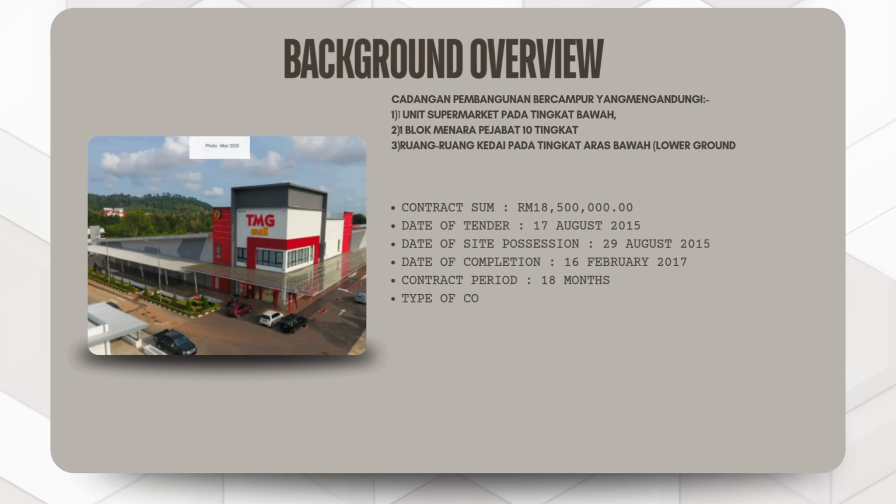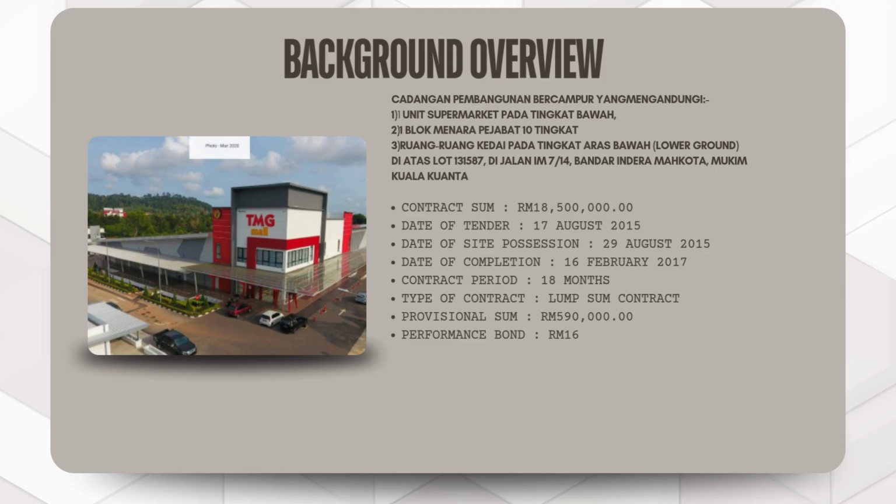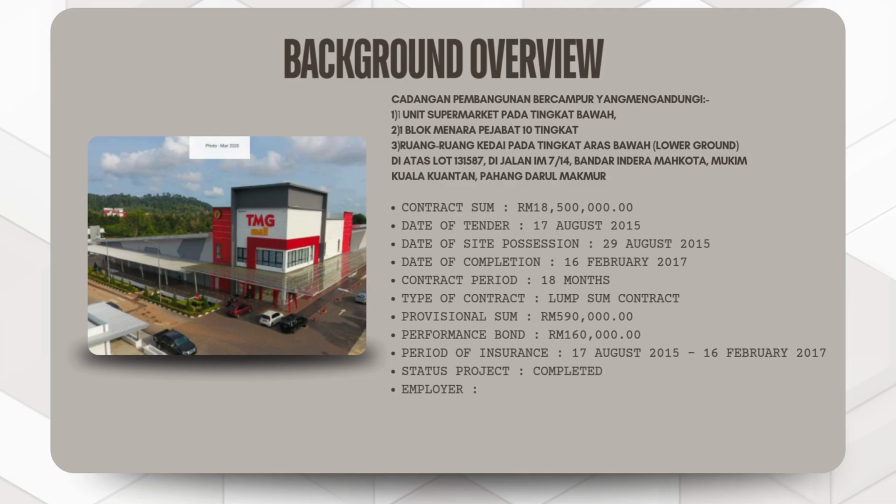The contract sum is 18,500,000. Date of tender is 17 August 2015. Date of site possession is 29 August 2015 and the date of completion is 16 February 2017. The contract period is 18 months. Type of contract is lump sum contract, and the provisional sum is 590,000. Performance bond is 160,000. Period of insurance is from 17 August 2015 until 16 February 2017.